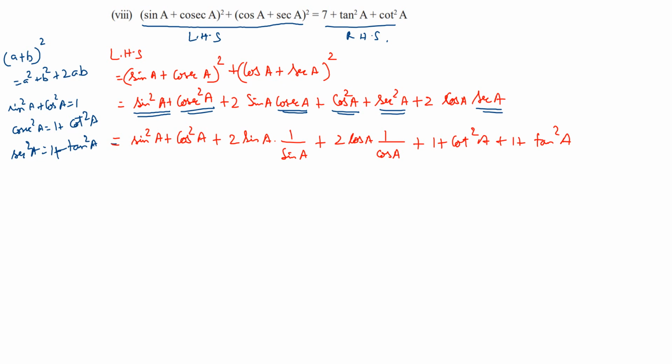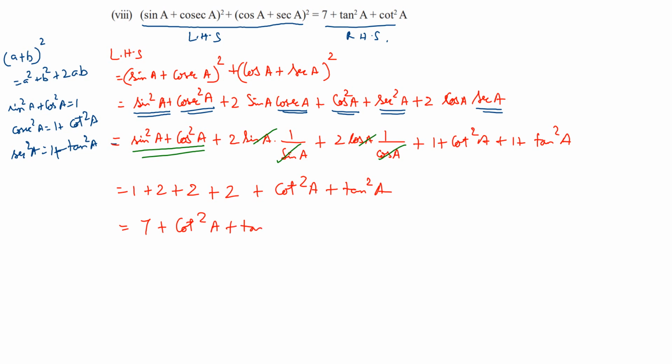Okay, is there anything to be cancelled? Yes, sin a and sin a get cancelled, cos a and cos a get cancelled, and sin square a plus cos square a is 1. So 1 plus 2 plus 2. Already we have 1 and 1 here, so I am combining it as 2 plus cot square A plus tan square A. 6 and total is 7 plus cot square A plus tan square A. I am rearranging as it is given in the question. 7 plus tan square A plus cot square A equal to RHS. That's all. We have proved.